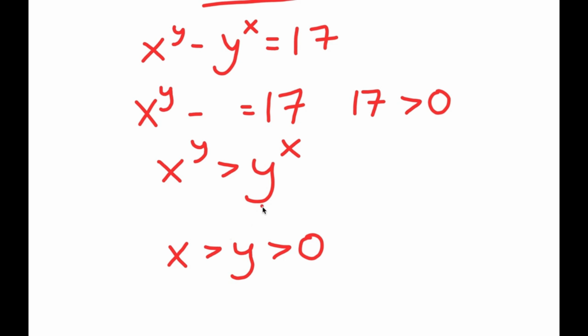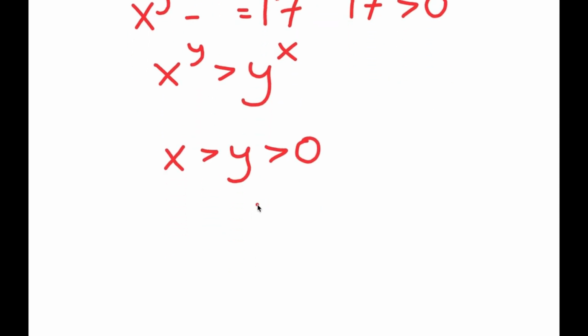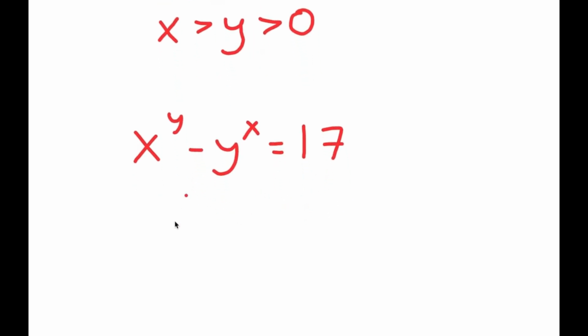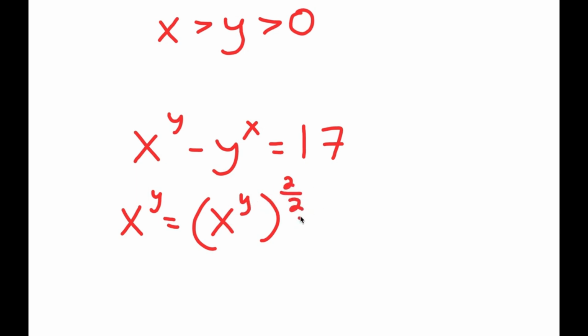So now that we know this, I'm going to rewrite my equation here. x to the power of y minus y to the power of x is equal to 17. And x to the power of y, I can rewrite this as x to the power of y to the power of 2 over 2, because 2 over 2 is the same thing as 1, and x to the power of y to the power of 1 is the same thing as x to the power of y.